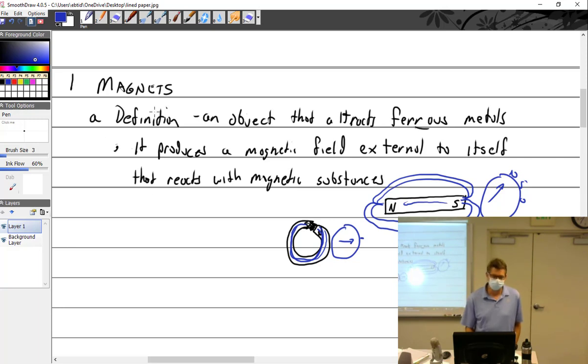So in that circular magnet, no lines of flux will actually come outside of the magnet? Nope. Yeah, it just runs around inside. It's really hard to detect.